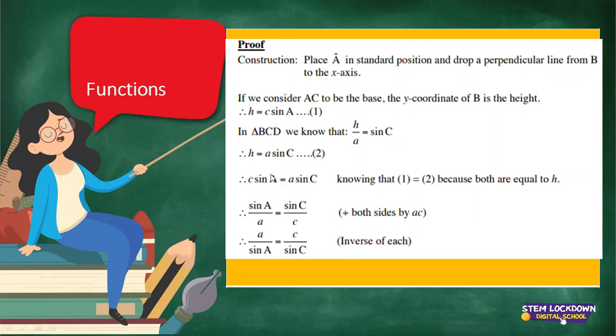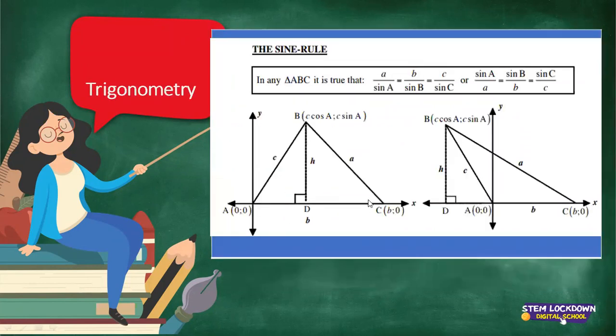And then we can rearrange now. If you rearrange this expression, then you have sine A over A equals sine C over C. Okay, so that is the first part. So now we have half of the sine rule. To get the other half of it, you can just rearrange.